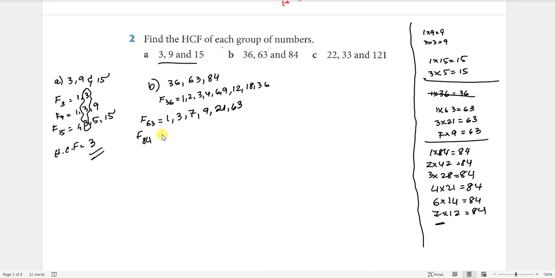So the factors of 84 are 1, 2, 3, 4, 6, 7, 12, 14, 21, 28, 42, and 84. So the highest common factor for 36, 63, and 84, HCF is equal to 3.